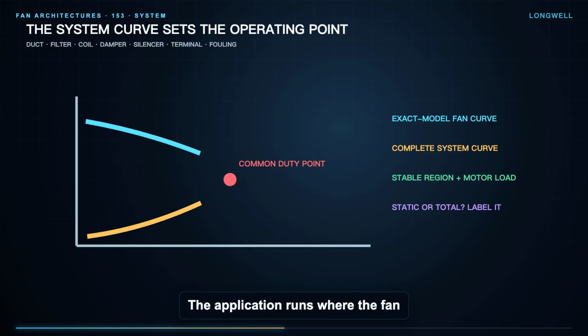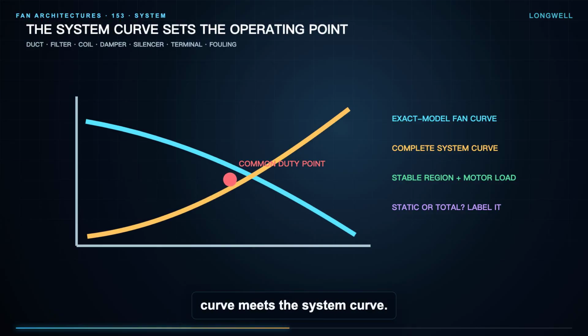The application runs where the fan curve meets the system curve. Ducts, filters, coils, dampers, silencers, transitions, terminals, and fouling all add resistance. Poor inlet or discharge geometry can create system effect that erases an apparent catalog advantage.